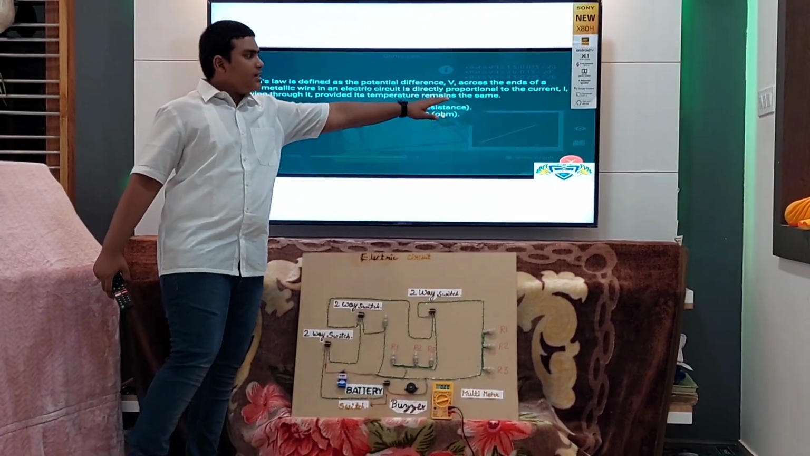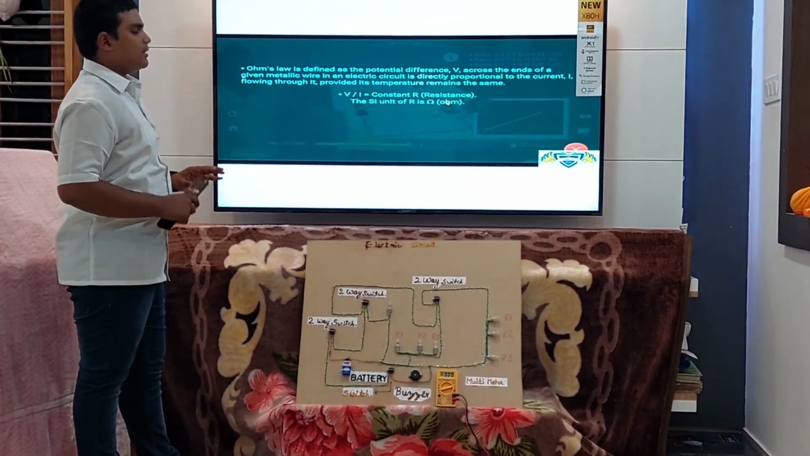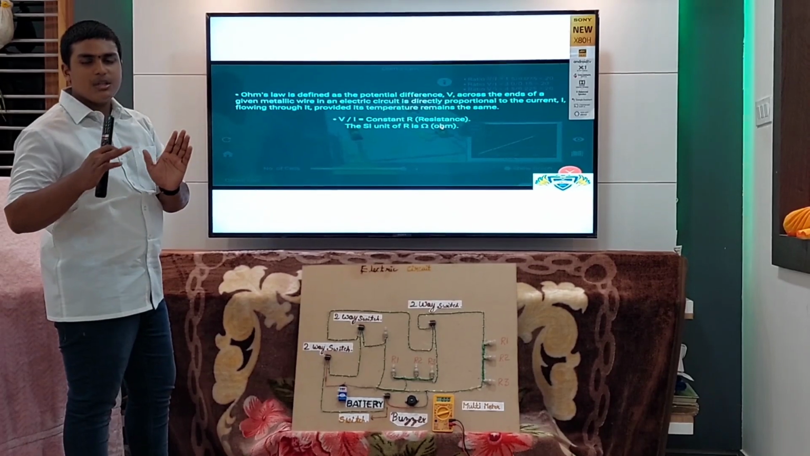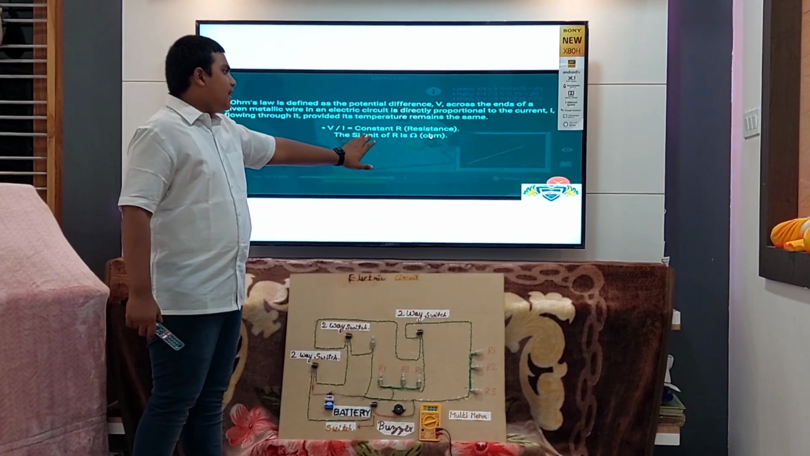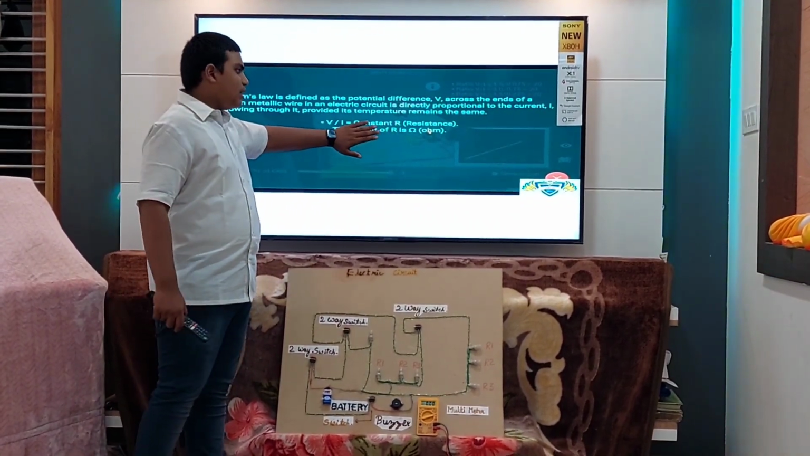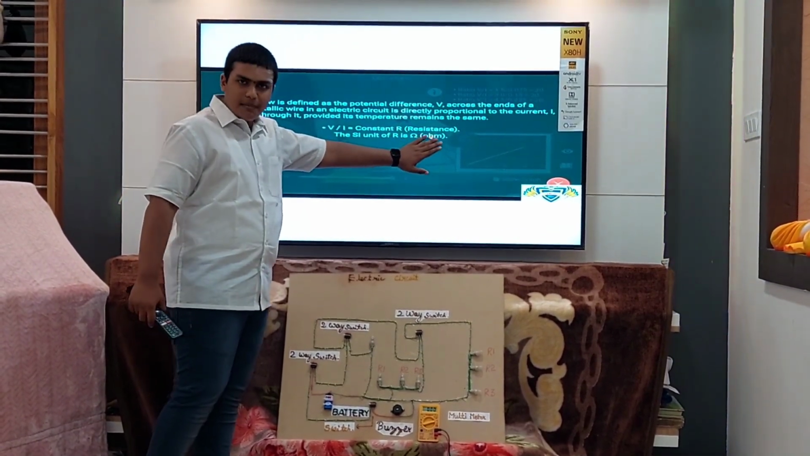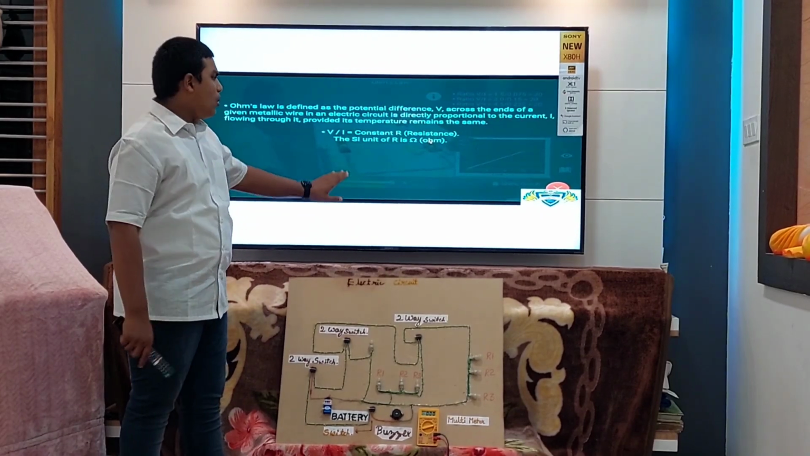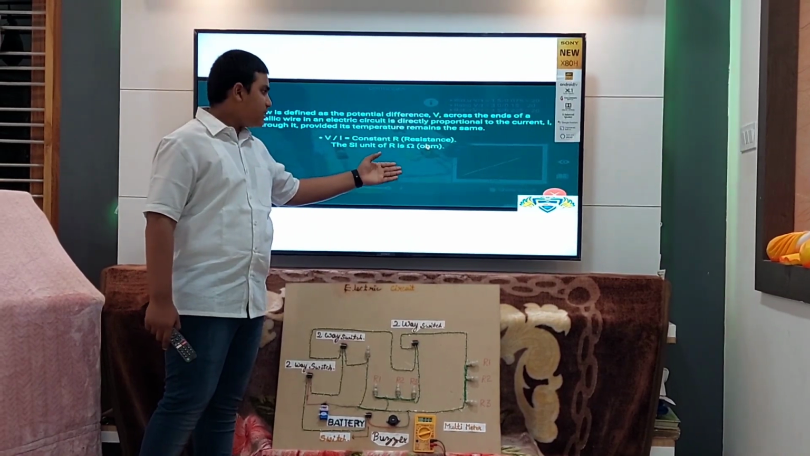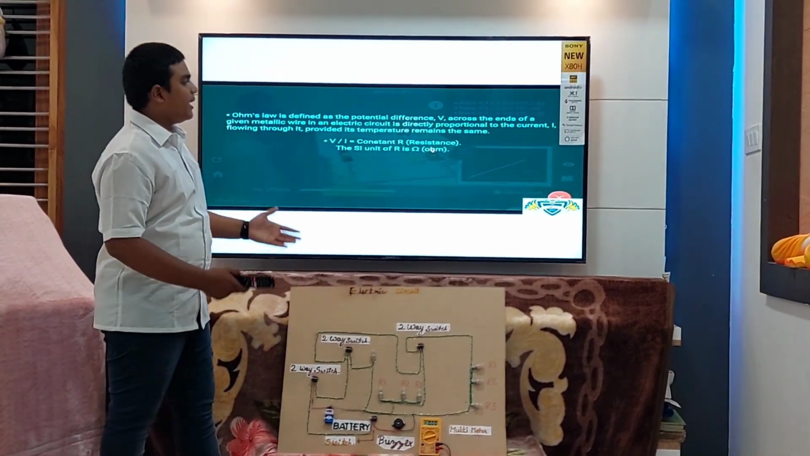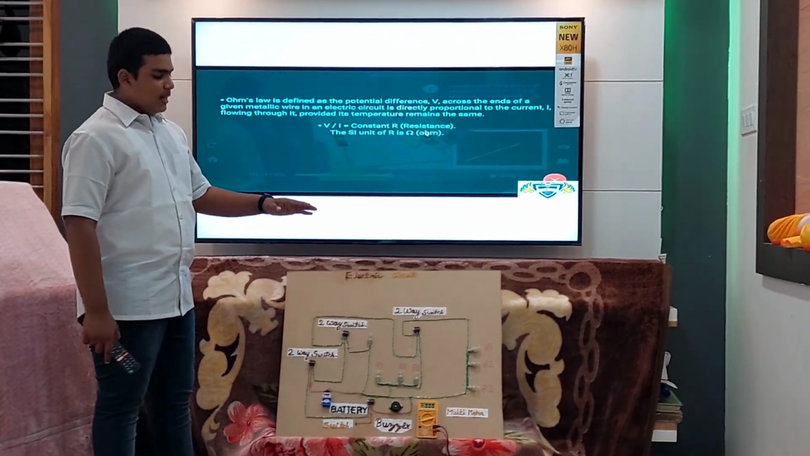V is nothing but voltage, I is nothing but current. So here they are saying that V is directly proportional to I, and V by I is equal to a constant. That constant is R. R we name it as resistance. And you may think, what is the SI unit of R? R is nothing but resistance. What is the SI unit of resistance? Resistance is ohms. So they have named it Ohm's law. This is about Ohm's law.